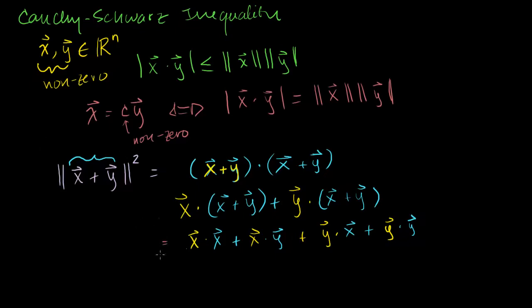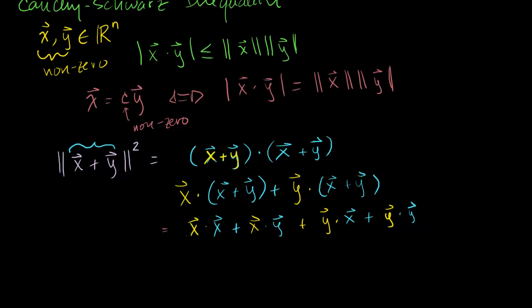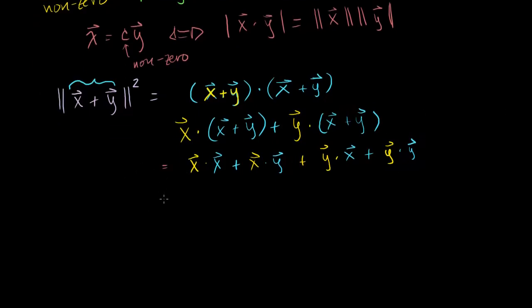So this equals that. And all of that, what does this equal? This is equal to x dot x. What's x dot x? x dot x is just the magnitude. So this is just equal to the length of our vector x squared.